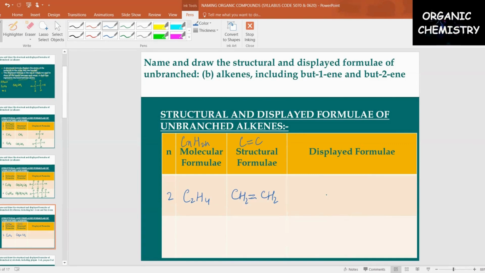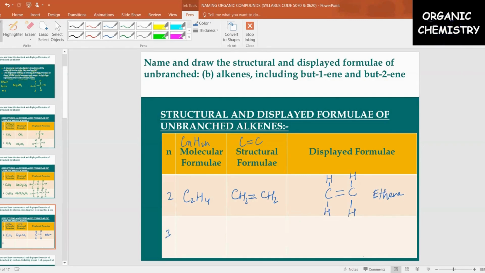Displayed formula. Now first of all, I'm going to draw the carbon atoms showing bonds between these 2. Double bond. Now this double bond will be counted as 2 bonds for each carbon atom. So for the right hand side, 1, 2, 3, 4. Left hand side, 1, 2, 3, 4. Now place hydrogen. So this will be the final displayed formula of the first member of alkene, ethene.